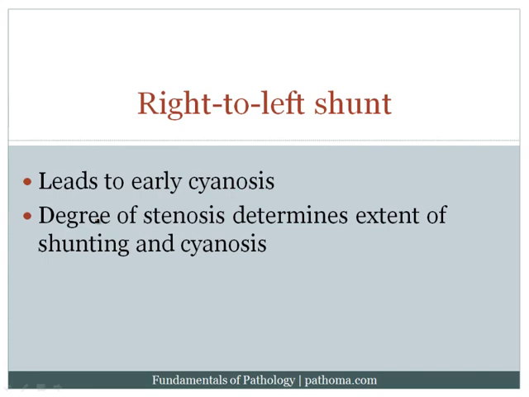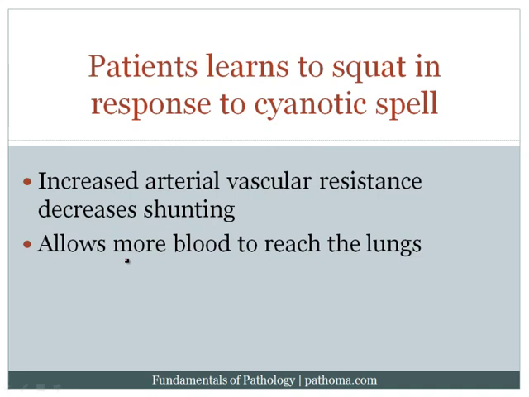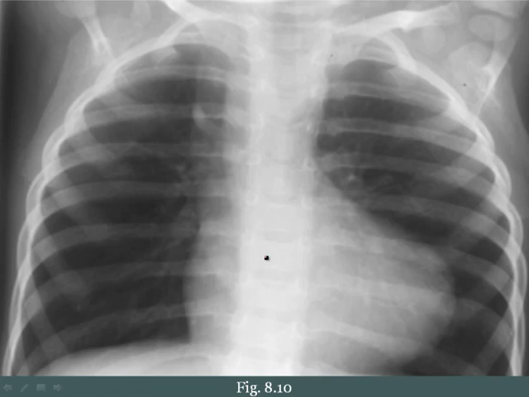So we say that tetralogy of Fallot gives you a right to left shunt, giving early cyanosis, and the degree of stenosis determines the extent of the shunting and cyanosis. In response to cyanotic spells, patients will squat. That will increase the arterial vascular resistance, which will decrease the shunt and send more blood to the lungs. Now, one of the classic findings will be this boot-shaped heart on X-ray. So this kind of looks like a little boot, and that's particularly high yield, a boot-shaped heart on X-ray.